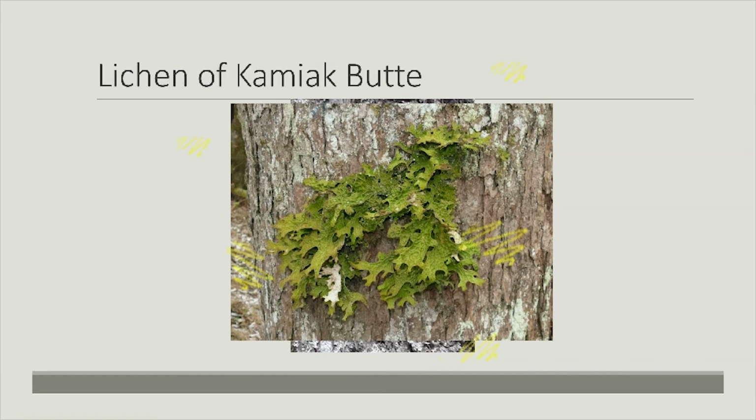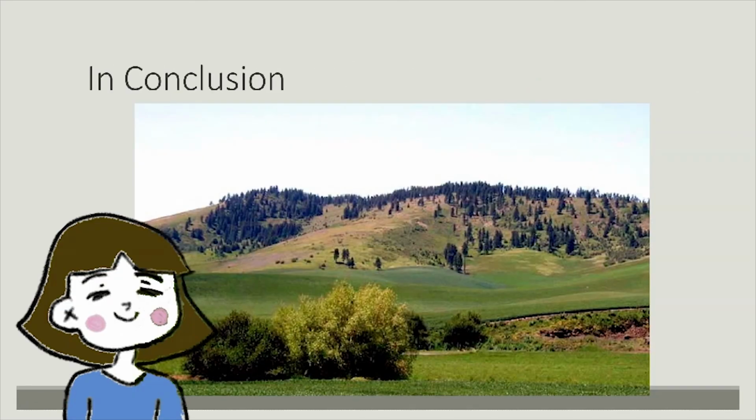The last lichen is called lung lichen. This one is also a foliose lichen. They are big with leaf-like structures. They are also bright green in color with a paler green underneath. Thank you for listening to my presentation on Kamiak Butte.